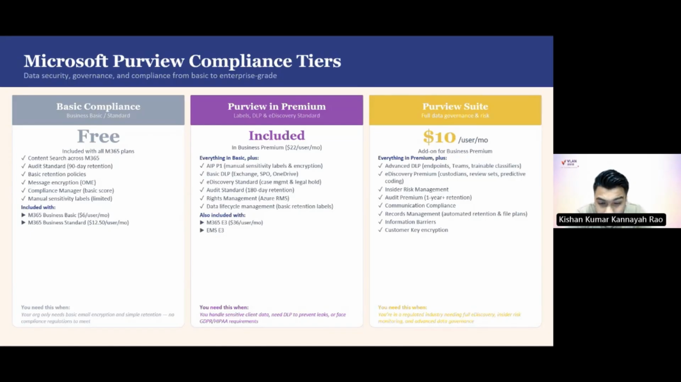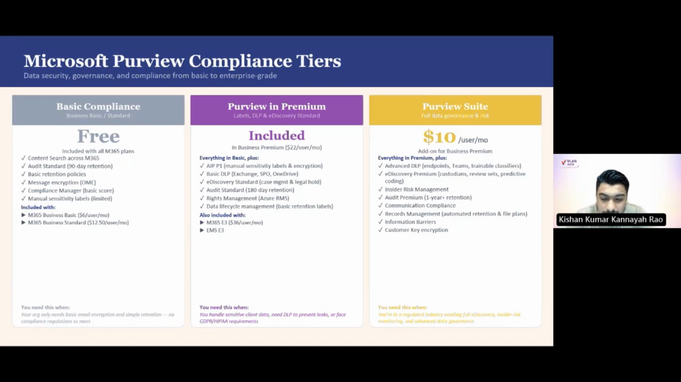Okay, so now let's look at Purview in premium. This Purview in premium is included in what we call Business Premium, so you don't have to purchase it as an add-on. If you go for Business Premium, you already have this premium. If you are under Business Basic or Standard, the only add-on license that you can purchase is Purview Suite, which is $10.